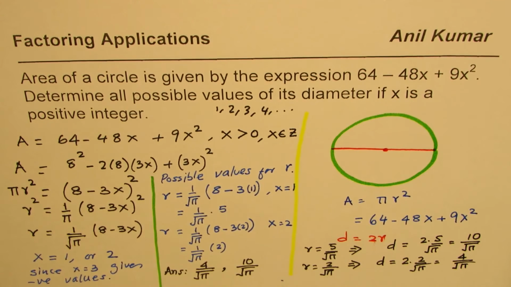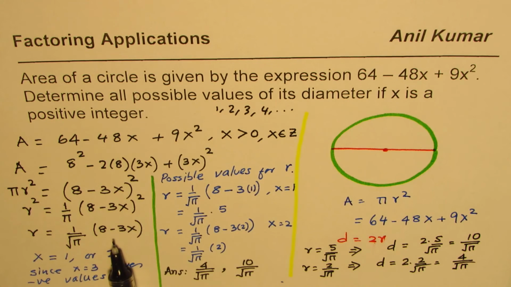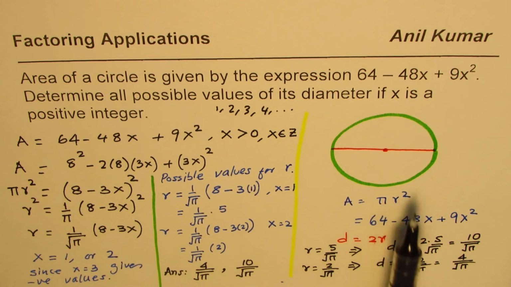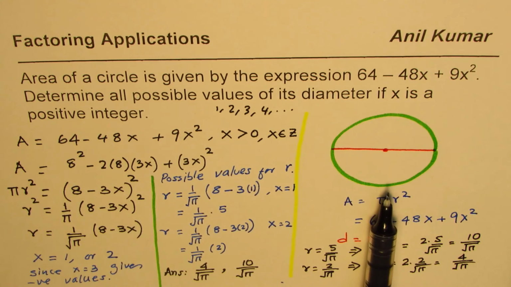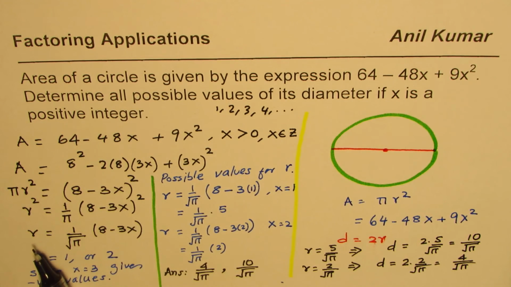Some of you can also write the answer in decimals. Well, the question doesn't say how many units, so writing in square root pi is better. But the important thing here is, when you factor, you realize that there is a restriction on the value of radius when we do applications. As you saw here, r, the radius, cannot have negative values. So only two positive values are possible, 1 and 2. That gave us two values of radius and two values of diameter. So in such cases, you have to be careful to select the correct values.